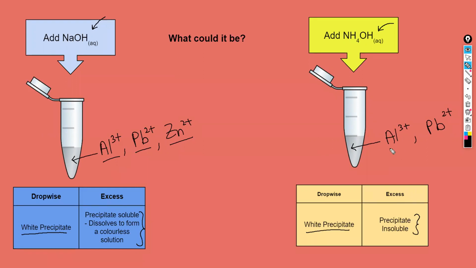Do you think the person is going to pay us? Remember, he paid us to identify what the substance was. Well, he's paying us to identify what cation exists inside that solution. Are we going to get paid? Yes or no?